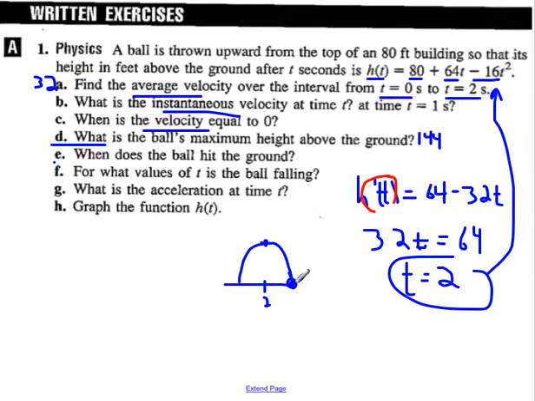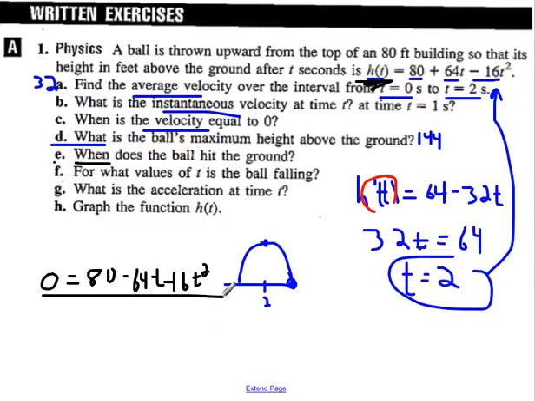Well, where's that spot? We're just back to when is our position 0? We're just taking that and setting that equal to 0. 0 equals that 80 minus 64t minus 16t squared. I'll do this on the board because this is going to get sloppy. I bet you could factor something out and do it without a calculator. Try.